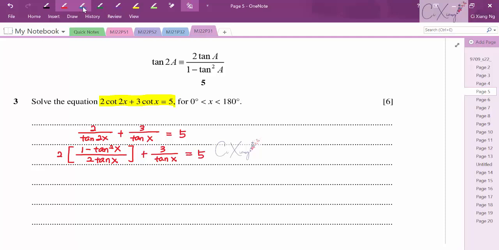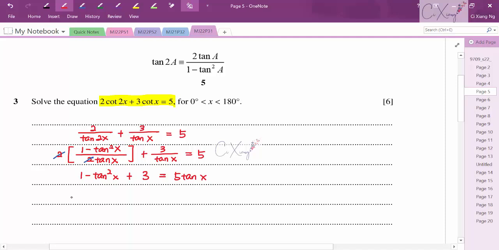Alright, so from here you can observe that I can cancel off the 2. And now I want to make the tangent x disappear as a denominator. Therefore, I multiply the whole equation with tangent x. If I multiply the whole equation with tangent x, I'm having 1 minus tangent squared x, then plus 3, equals to 5 tangent x.